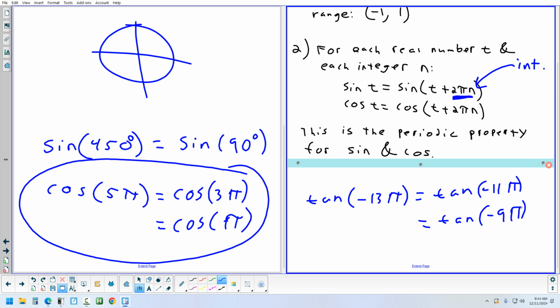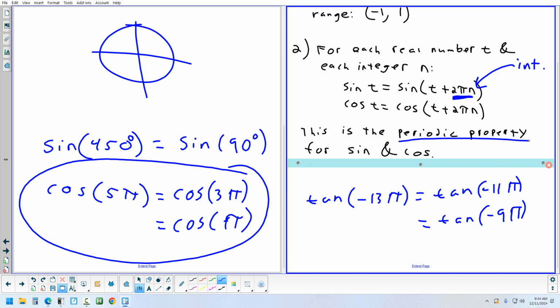I can keep adding or subtracting 2 pi as many times as I want, and the answer will always come out the same. But it has to be an integer multiple of 2 pi. You can't add 2.5 pi. You can add 2 pi, you can add 4 pi. You can't add anything in between. Just like you can add 360, you could add 720. You can't add anything in between. It's got to be a full rotation. And the fact that you can do that, that's called the periodic property. So it's a property we've already looked at. I never called it that before.